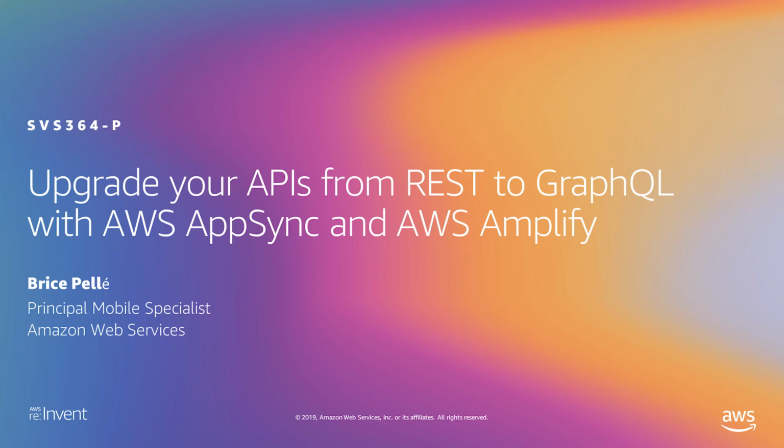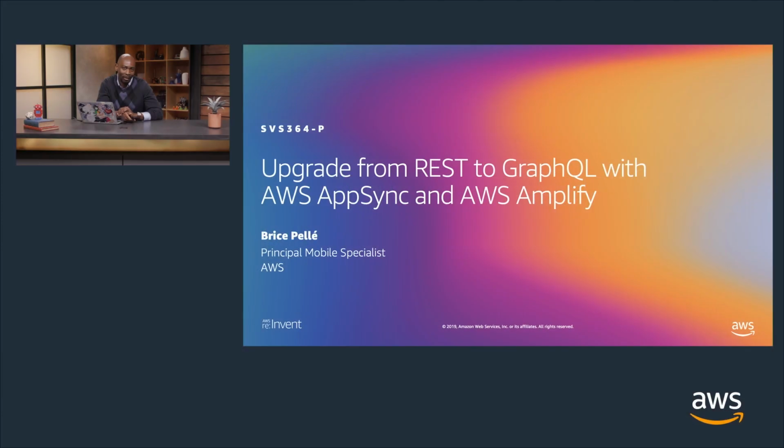My name is Brice Pele, and I'm a mobile specialist at AWS. I work with customers on their mobile application and front-end application development.